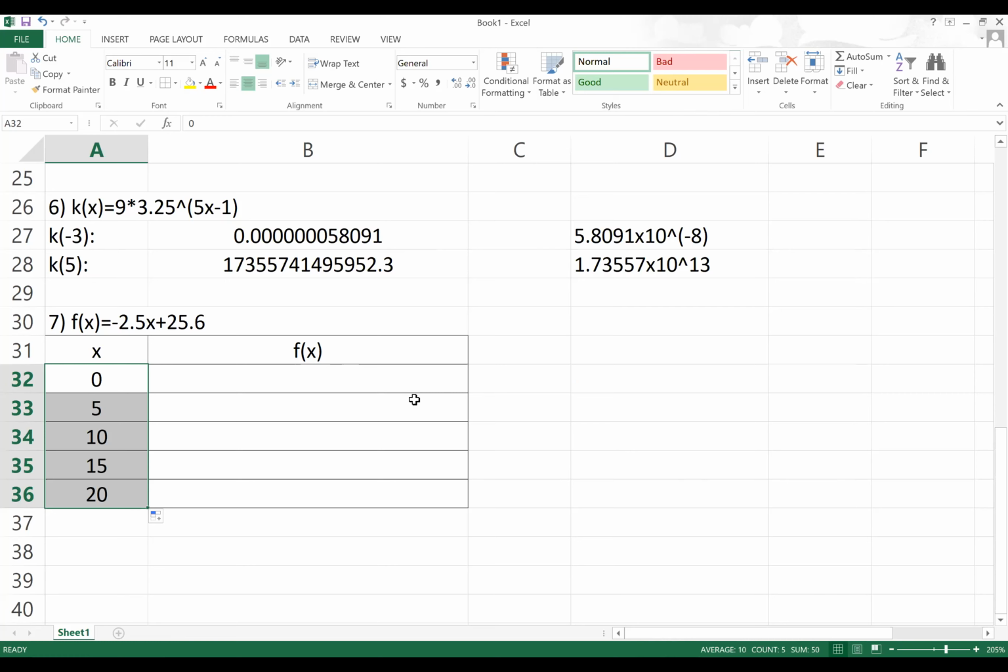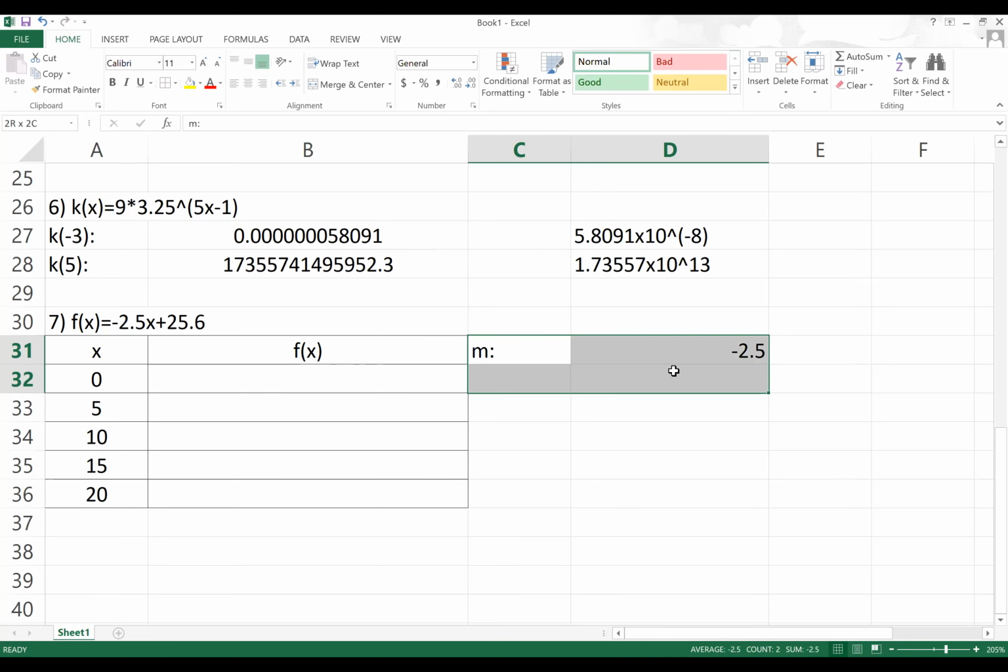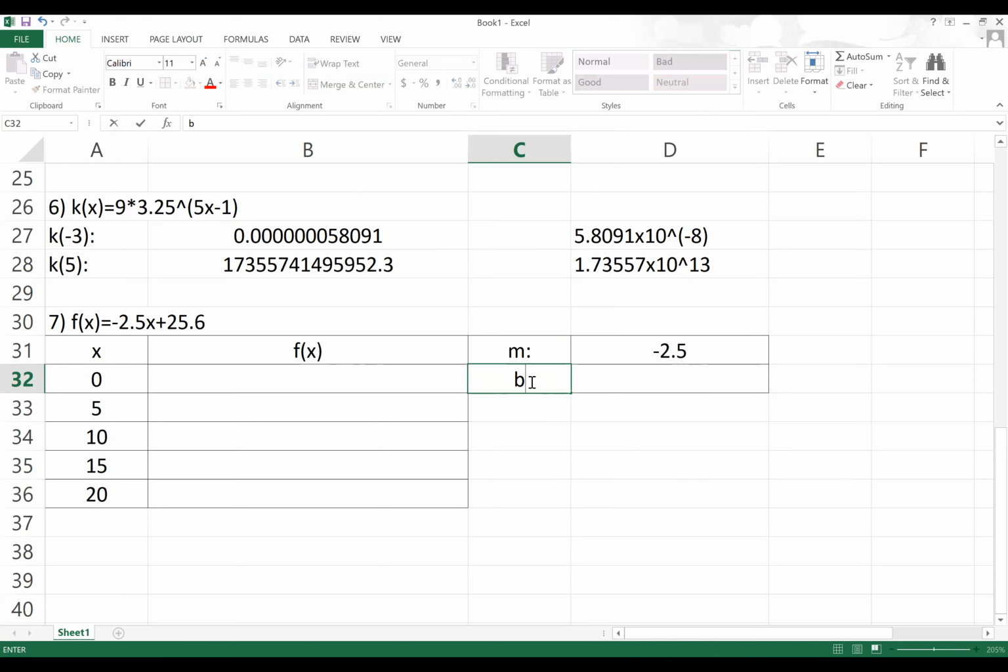Now we need to calculate the y values for f of x. A couple of things I want to mention: I'm going to define the slope here. Slope is negative 2.5. Okay. I'm going to put it in the box, just to make sure we are following this. And also, what is the y-intercept here? Anybody could answer that? What is the y-intercept, b? Is it 25.6? Exactly, very good, 25.6. Okay, perfect. So now we have defined this.